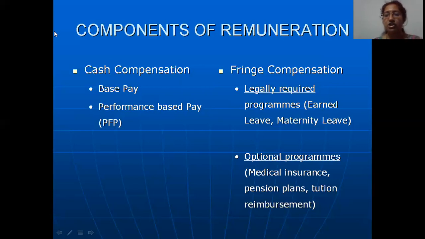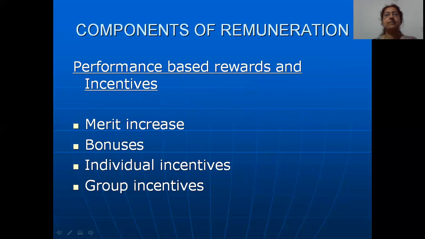Then you have optional programs, which form a part of fringe compensation. These can be things like providing transport to the employees. Some companies will provide, some companies will not provide transport. Then you can also include things like medical insurance, which the company is sponsoring, and tuition fee reimbursement, the employees' children's school fees and so on. Some companies reimburse those school fees and thereby benefit the employee.